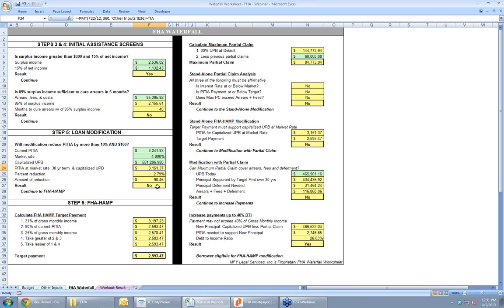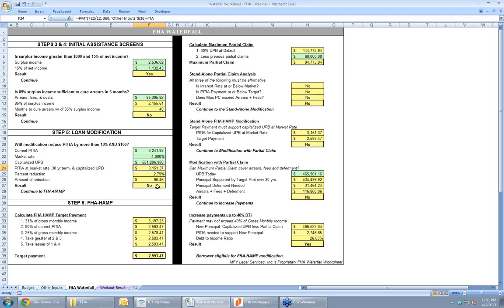And now to check eligibility, you need to see whether or not this standard modification does 2 things: whether or not it will reduce the monthly payments by 10% and reduce those payments by $100. So both of those things need to be true in order for a borrower to be eligible for a loan modification. In this case, it fails in both regards. It doesn't reduce it by $100, and it doesn't reduce monthly payments by 10%. So they're not eligible for a loan modification, and we go on to step 6.